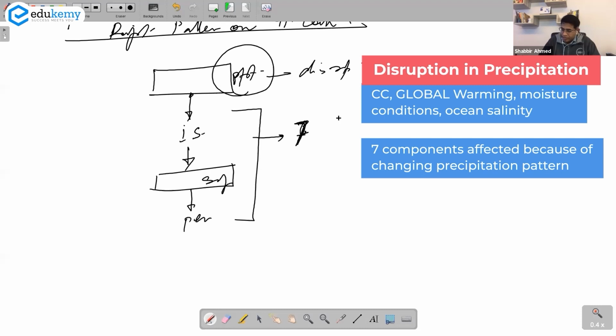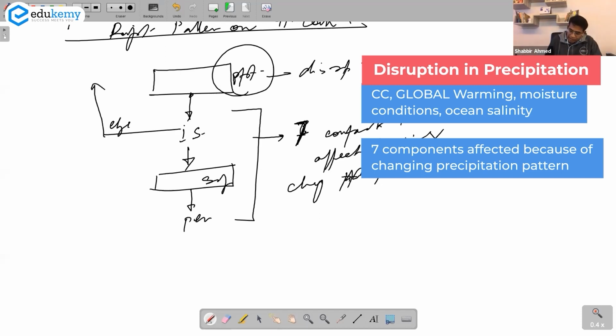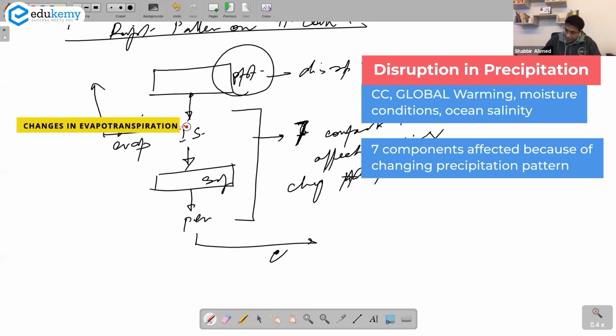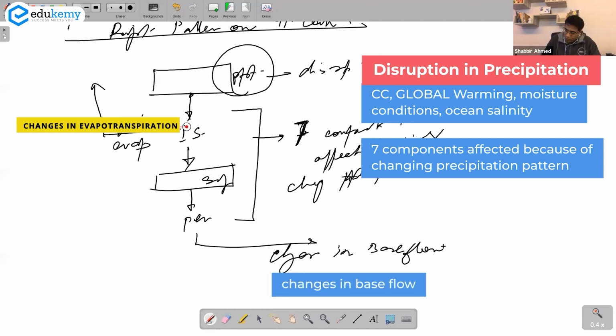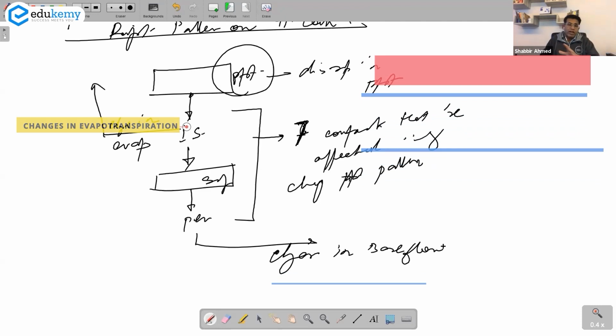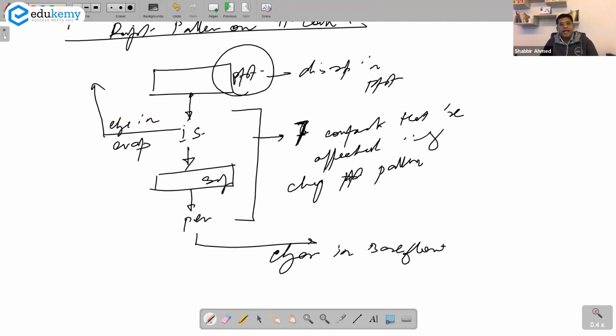seven boxes honge. 7 components that are affected. They're affected because of changing precipitation patterns. Okay, so you can have changes in evapotranspiration. You can have changes in the base flow. I hope you got the point here. So from what you know, usko aap modify karo na. You create your own diagram you want to show.